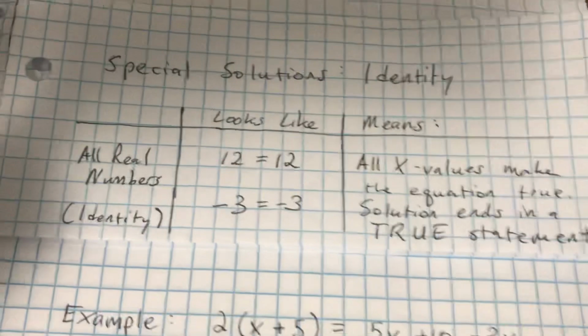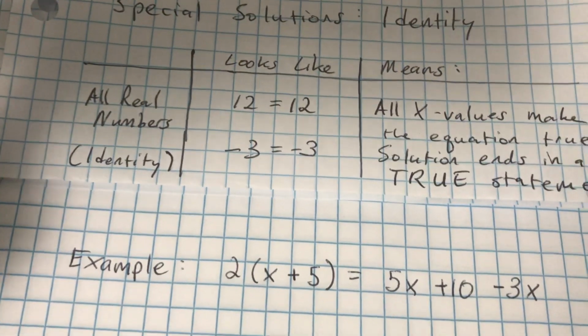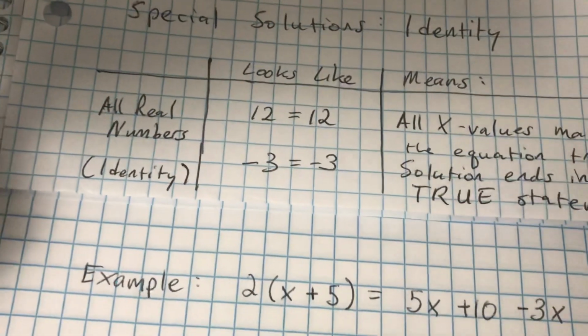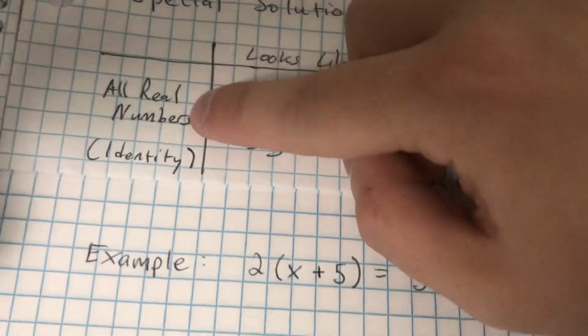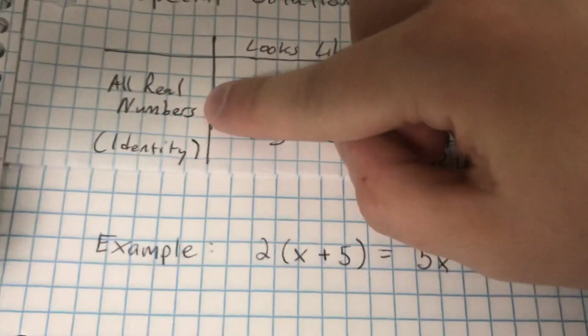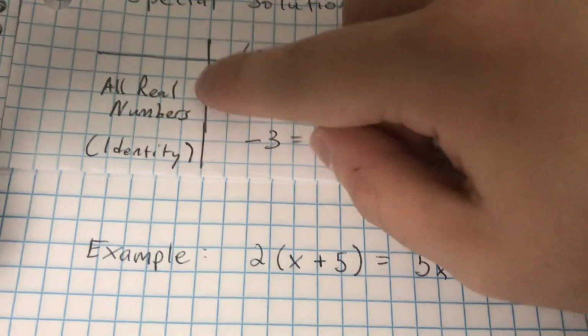Today we're talking about identity solutions. It's a different kind of solution. It's a special solution type. Let me explain what it is. All real numbers means x can be any number and that's your solution.